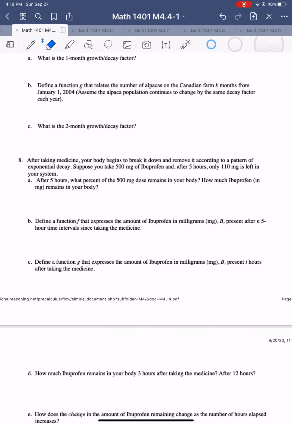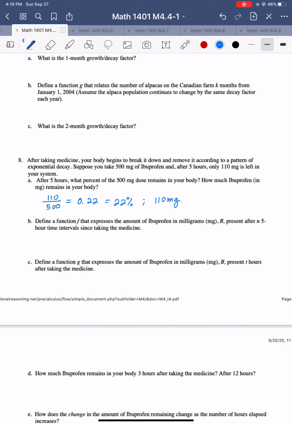Okay, so what I do is I need to use 110 over 500 right here. So 110 divided by 500, I got 0.22. Okay, so then change it to a percentage, 22%. So 22% remains, and then how much remains? 110 milligrams. Okay, that remains.